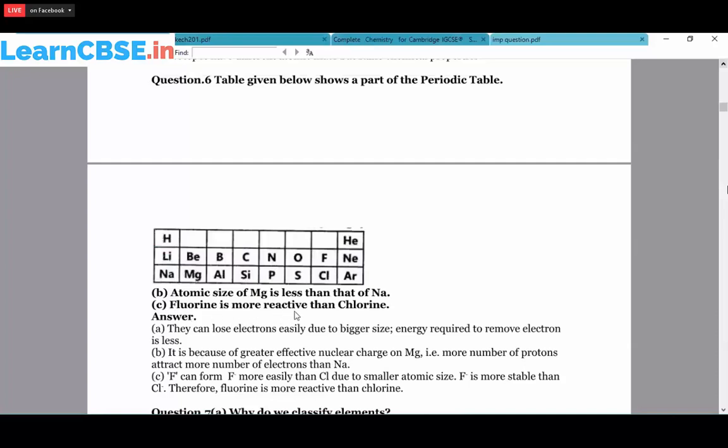Fluorine is more reactive than chlorine. Fluorine is present in period 2 and chlorine is present in period 3. Also, the atomic size decreases in fluorine compared to chlorine. Fluorine can form F minus more easily than chlorine because of the smaller atomic size. So F minus is more stable than Cl minus. Therefore, fluorine is more reactive than chlorine.